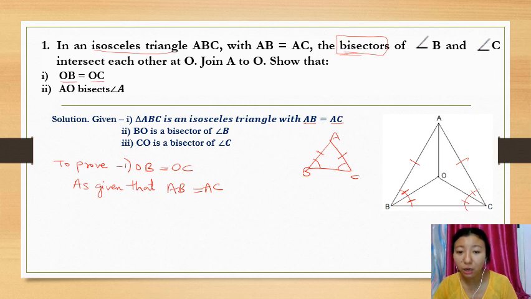So angle opposite to equal sides. Therefore angle B is equal to angle C, because angles opposite to equal sides are equal.